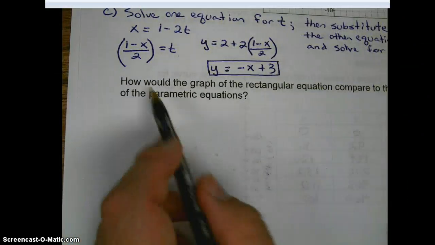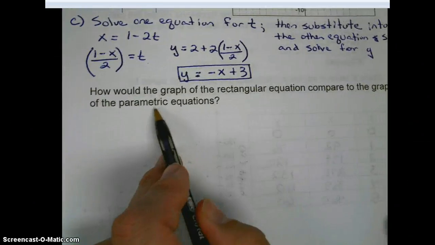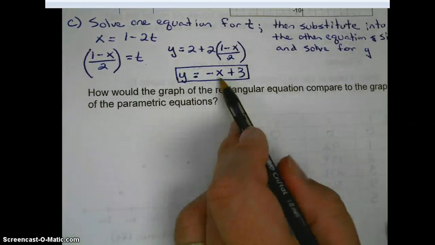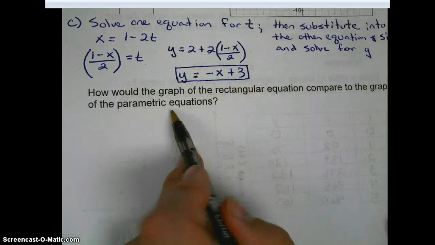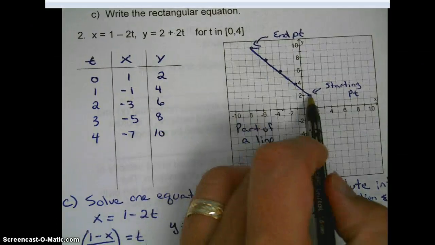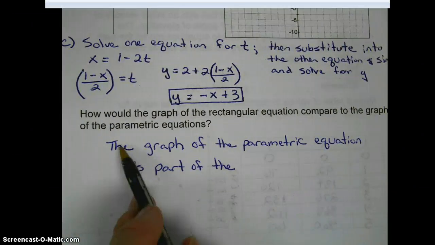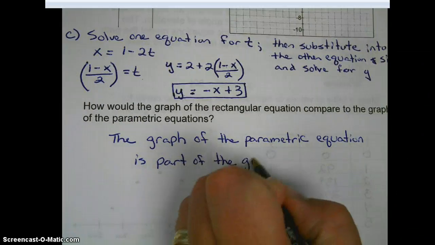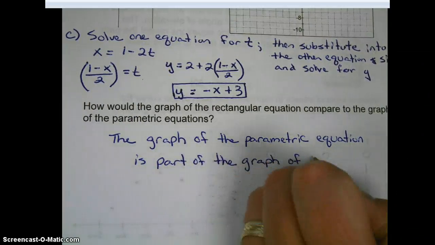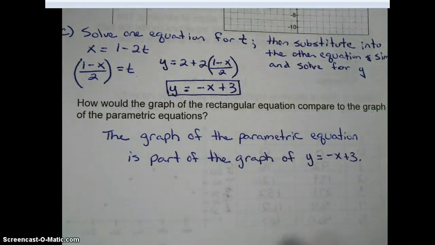Finally, how would the graph of the rectangular equation compare to the graph of the parametric equation? Well, this is an equation of a line, and lines go on infinitely in both directions, whereas this parametric equation has endpoints. Okay, so we'd say the graph of the parametric equation is part of the graph of y equals negative x plus 3, the rectangular equation.